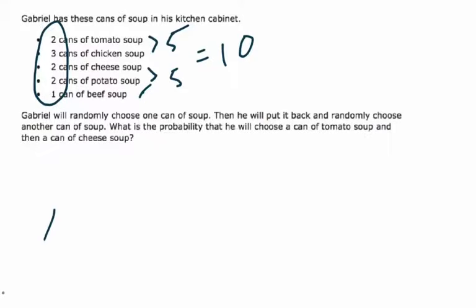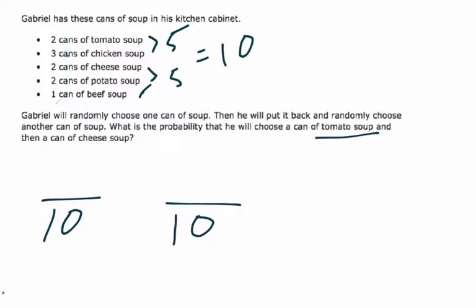So out of 10, the first probability, it says he will randomly choose one can of soup. He will put it back and then randomly choose the other can of soup. So since Gabriel's going to put the can of soup back, he is going to actually replace it this time. He's not going to leave it out. Both probabilities will be out of 10 because there's going to be 10 cans of soup. So what is the probability that we'll choose a can of tomato soup? Let's do the first event.